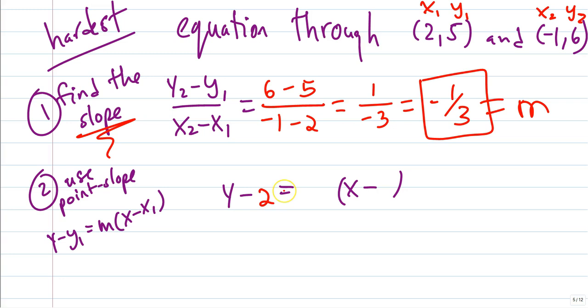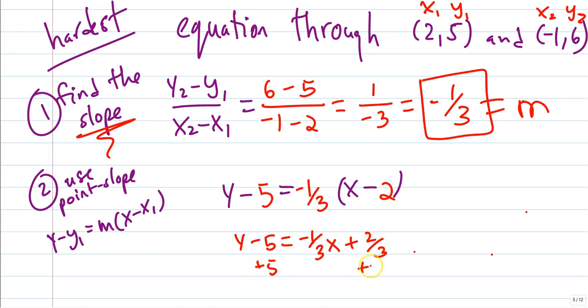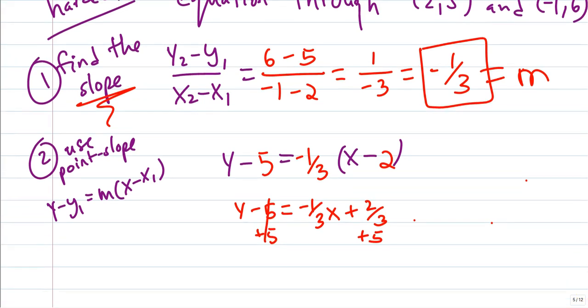So y minus 2 equals m, x minus... I think I just messed that up. Oh, shame on me. y minus 5 equals m, x minus 2. And then we would solve that by taking the -1/3 and distributing it. -1/3 x plus 2/3, adding the 5. If we give them a common denominator of 3, y would equal -1/3 x plus 17/3.